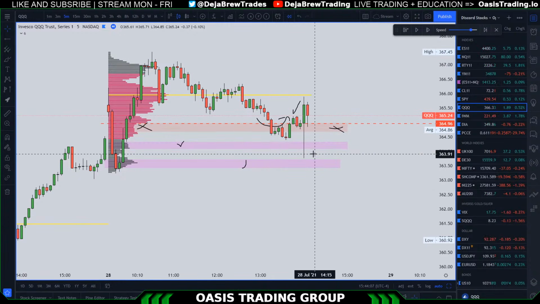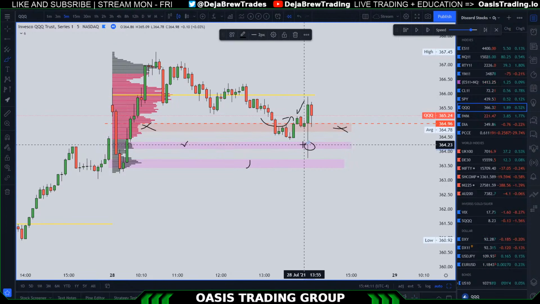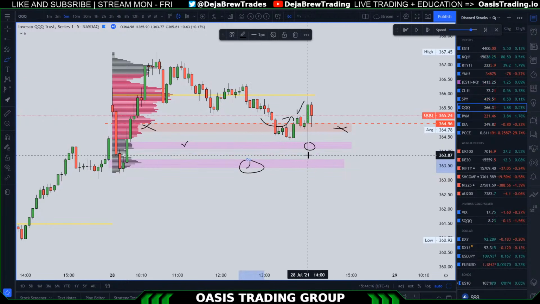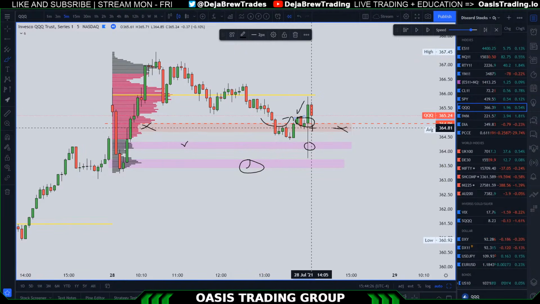Okay, so if you had your limits here, you would have got filled. Very beautiful entry. If you had your limits down here, you would have barely missed it. So that would have sucked. But limits there, you would have been okay. And then if you're looking for the retrace, you would have been okay. So there's two entries here: that entry and this entry.